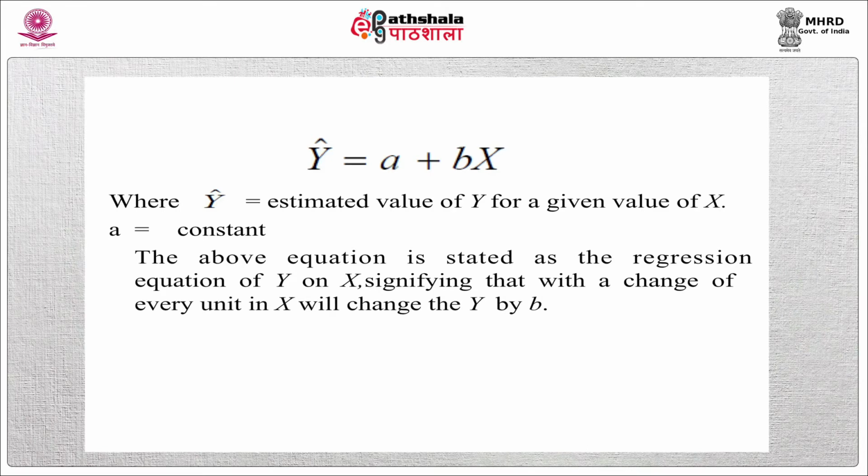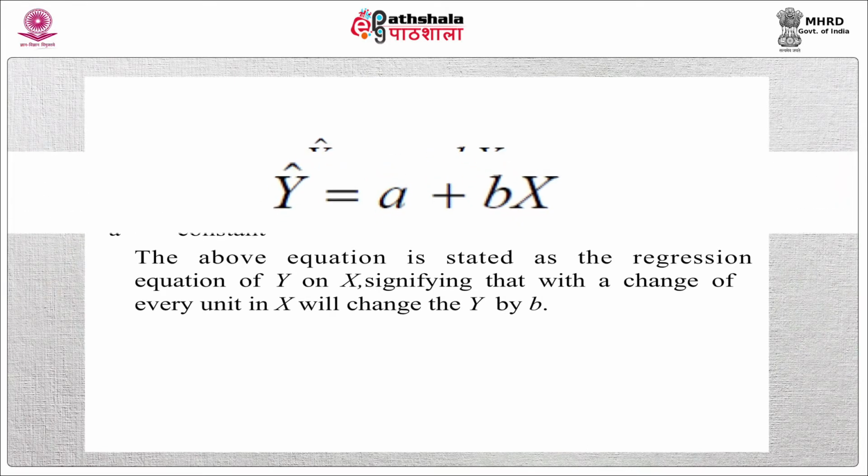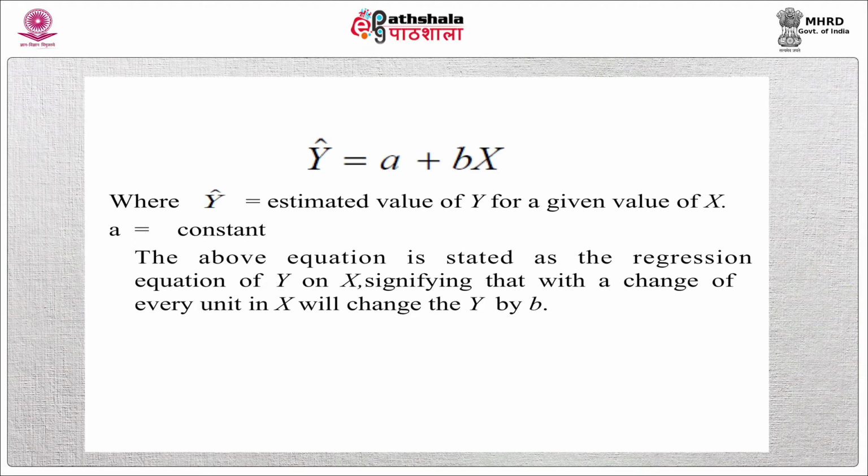The basic relationship between two variables can be explained through a mathematical equation called the regression equation, as you can see on your screen. It is y = a + bx, where y is the estimated value of y for a given value of x, and a is the constant. The above equation is stated as the regression equation of y on x, signifying that with a change of every unit in x, there will be a change of y by b.